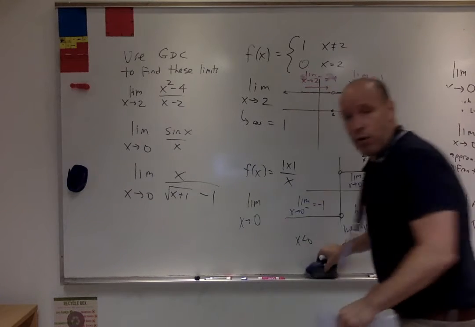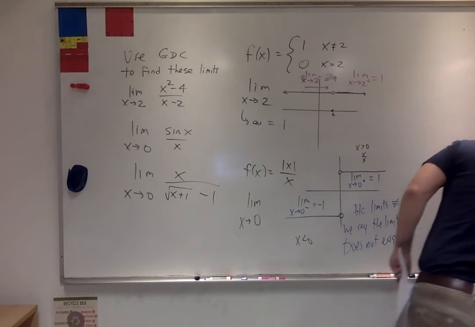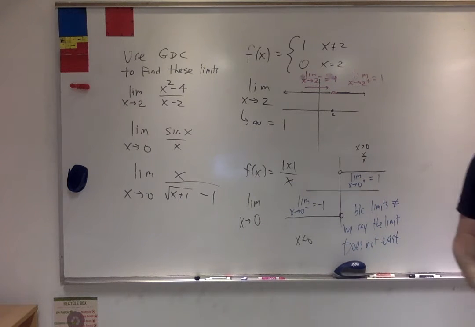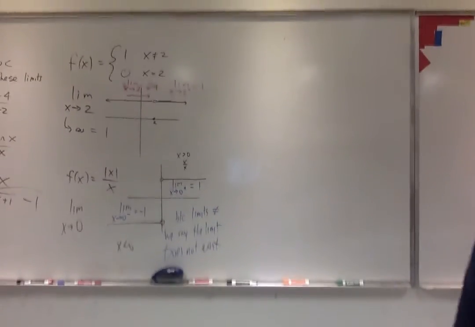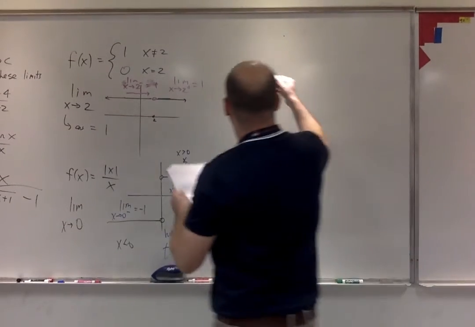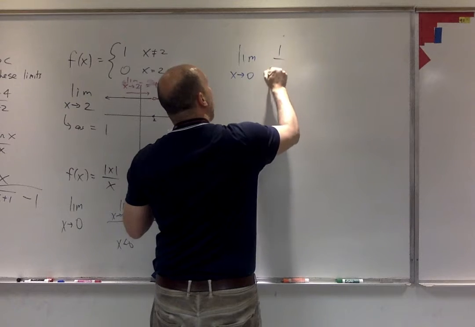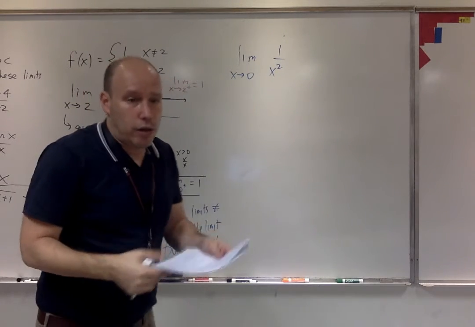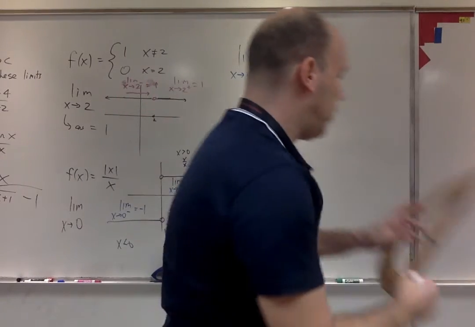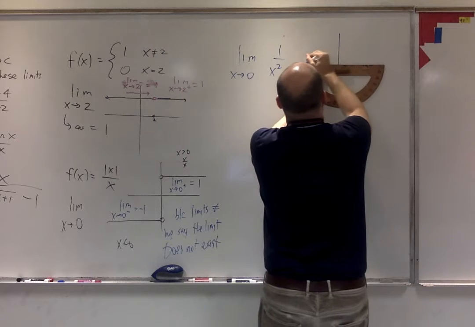Also, another case when we say the limit does not exist is when the limit is unbounded. So, for example, you'll see in my notes, if I ask you for the limit as x approaches 0 of 1 over x squared, you can look at the graph of this. You look at the graph, right?